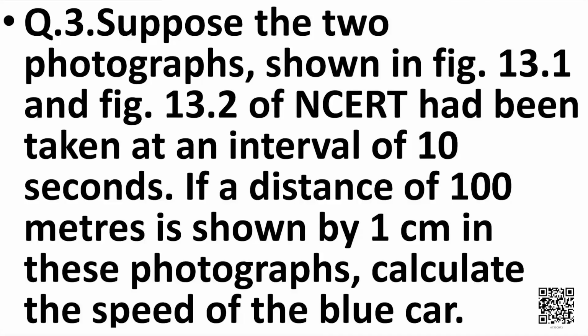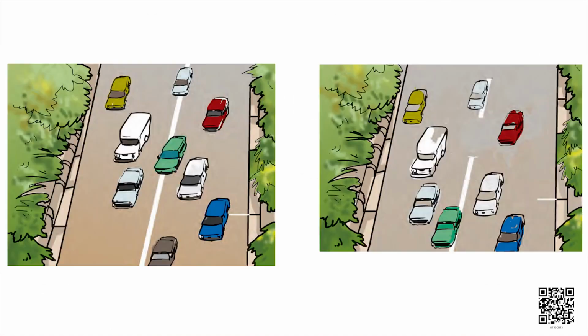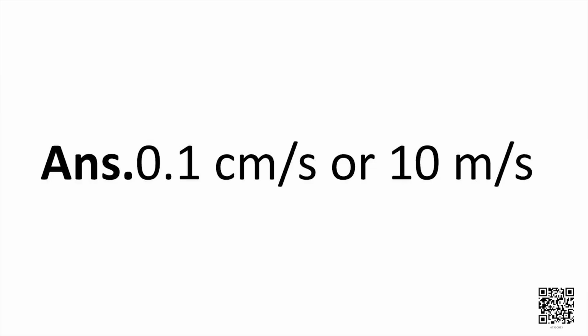Moving on to another question students, that is, suppose the two photographs that are shown in this picture of NCERT had been taken at an interval of 10 seconds, and if a distance of 100 meters is shown by 1 centimeter in these photographs, can you calculate the speed of the blue car? So students, its answer is 10 meter per second or 0.1 centimeter per second.